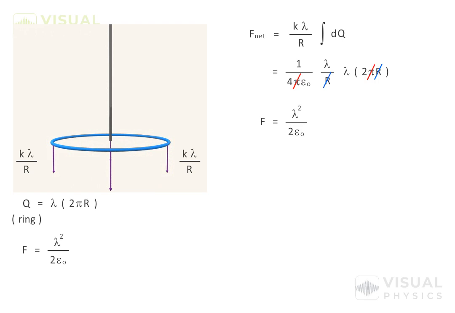Which is the same as the force exerted by ring on the rod. This is expected from Newton's third law, as the net force on rod by the ring will be equal and opposite to the net force on the ring by the rod.